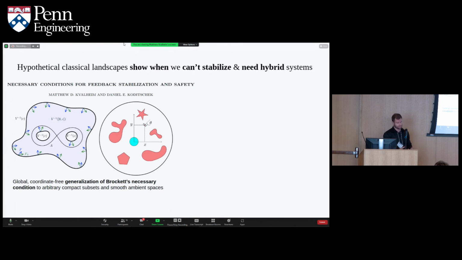Another thing that I did with Dan about landscapes that I found interesting was we actually used landscapes to show that you couldn't do certain things. For example, suppose you want to stabilize some subset via feedback control, or suppose you want to choose a feedback control that makes your system operate safely, that is, doesn't run into any obstacles. Then because of topological obstructions, you might not be able to do that. The way that we did that was we said, suppose that you can do this, then there's some hypothetical landscape, and you can study its properties and basically get a contradiction.